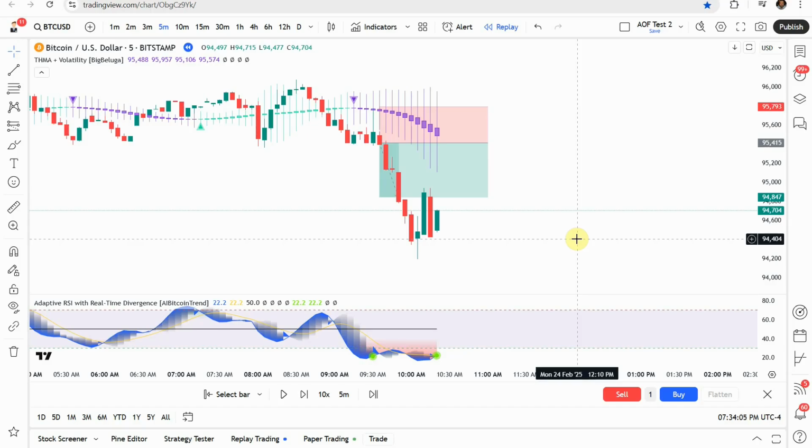So I wouldn't say that it's easy money. I wouldn't say that you're necessarily profitable either. So not horrible, but still not great.